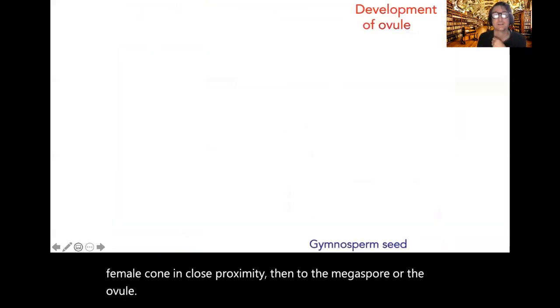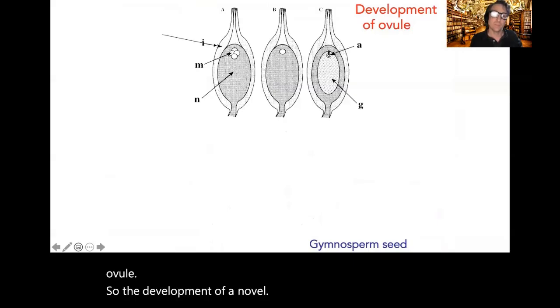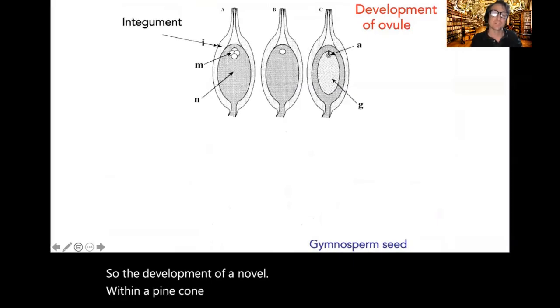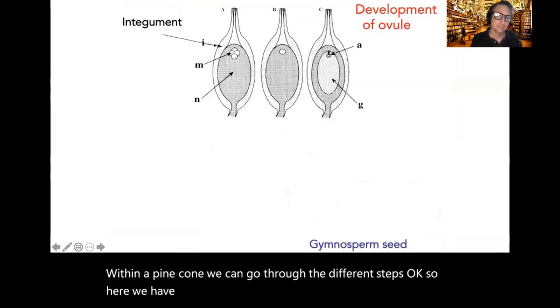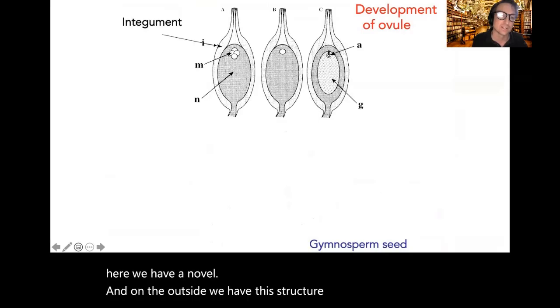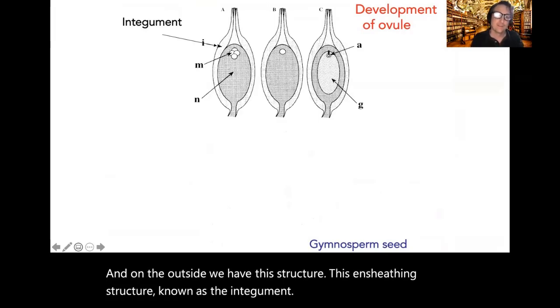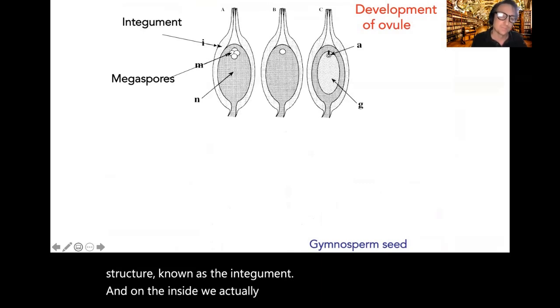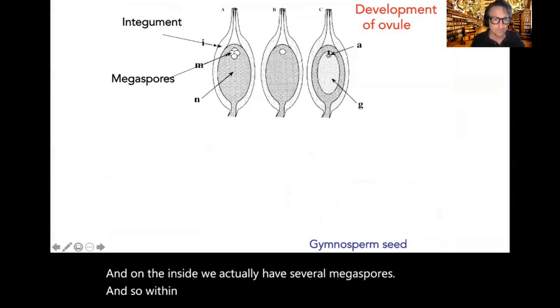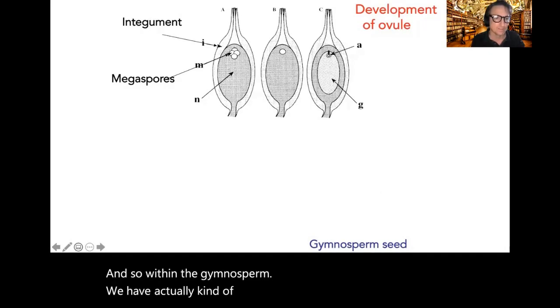Now the development of an ovule within a pine cone. We can go through the different steps. Here we have an ovule, and on the outside we have this ensheathing structure known as the integument. On the inside, we have several megaspores. Within the gymnosperm, we have these four megaspores that are formed.